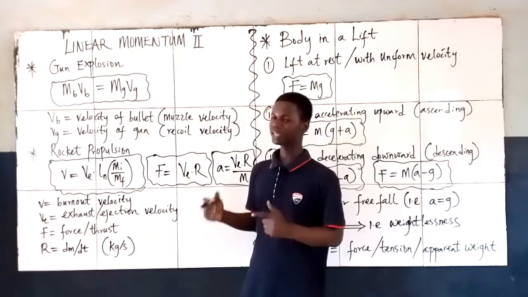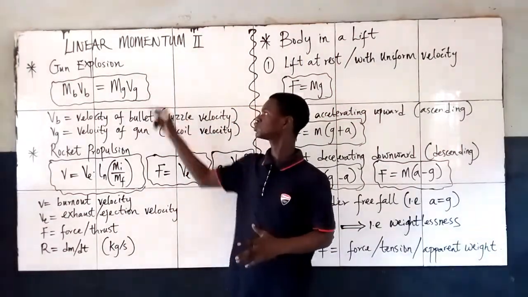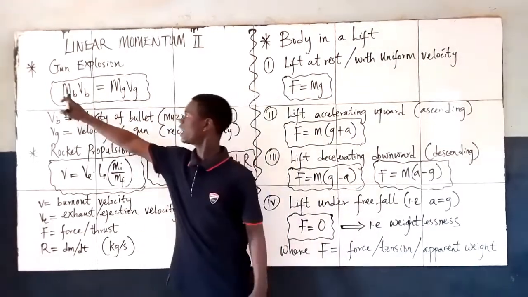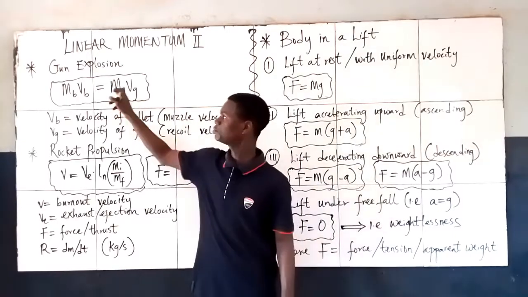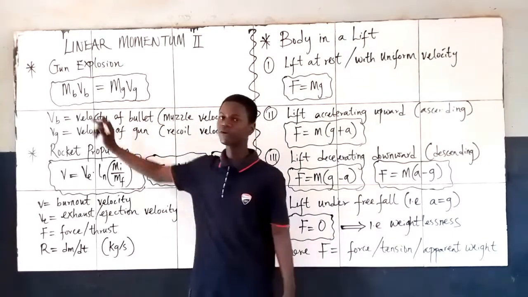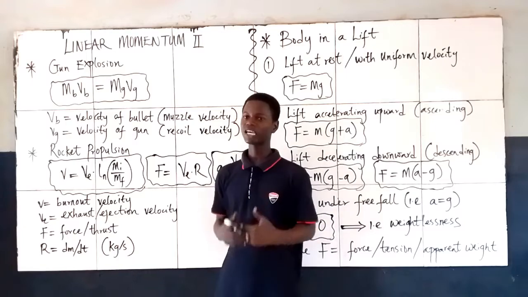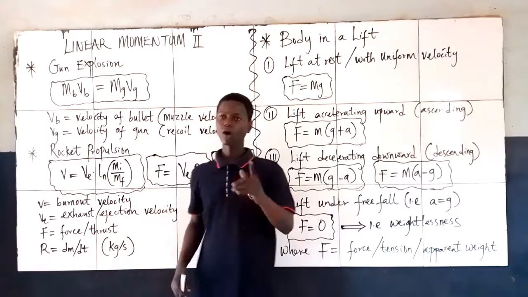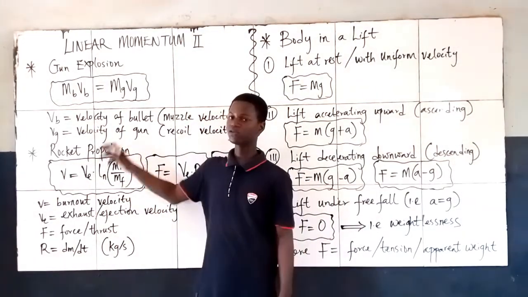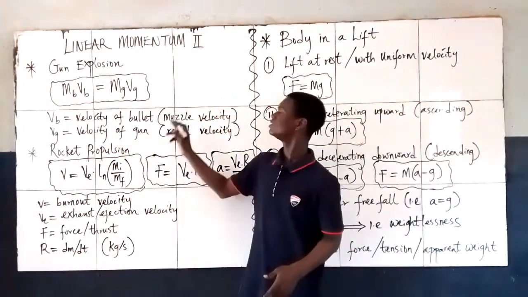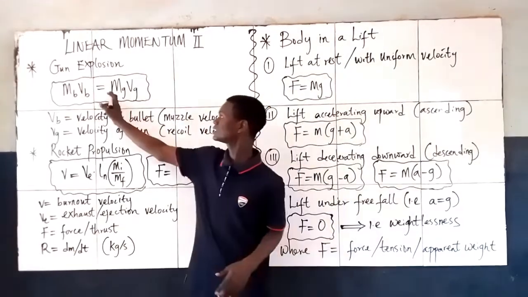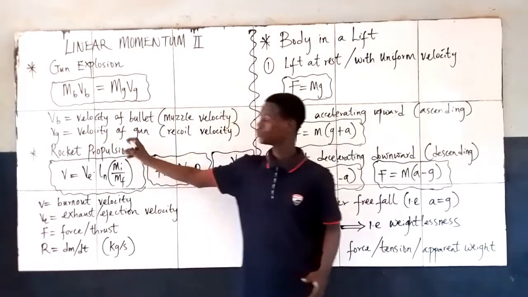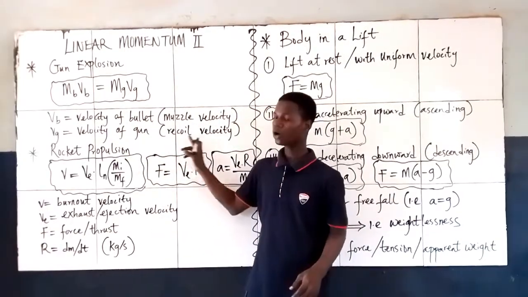Now the formula that shows the linear momentum during a gun explosion scenario is this: m_b v_b equals m_g v_g. This is the formula to take note of under gun explosion. What is m_b? The mass of the bullet. What is v_b? The velocity of the bullet, also called the muzzle velocity. What is m_g? The mass of the gun. And what is v_g? The velocity of the gun, also called the recoil velocity.